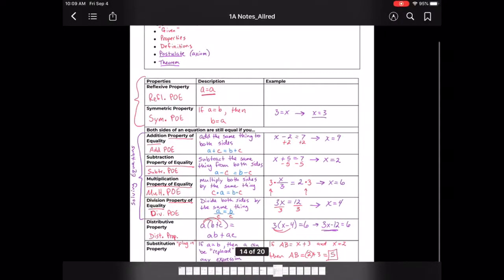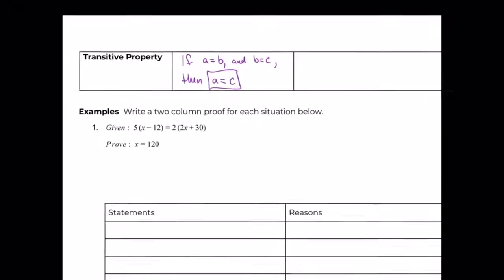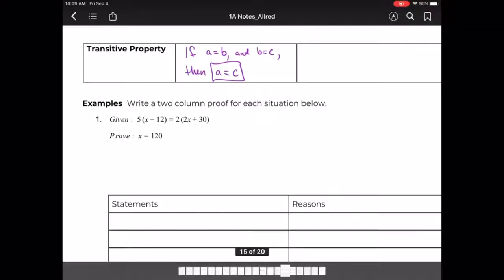So make sure you have this all copied down. There's the full page if you need to see anything. Pause the video, copy it down. Otherwise, go to the next page, and we have something called the transitive property.